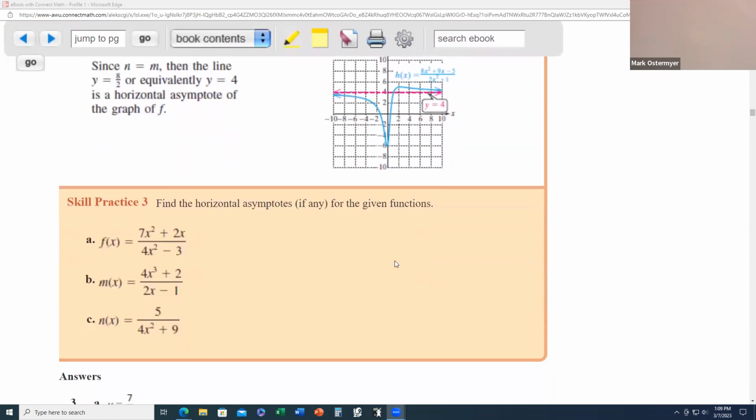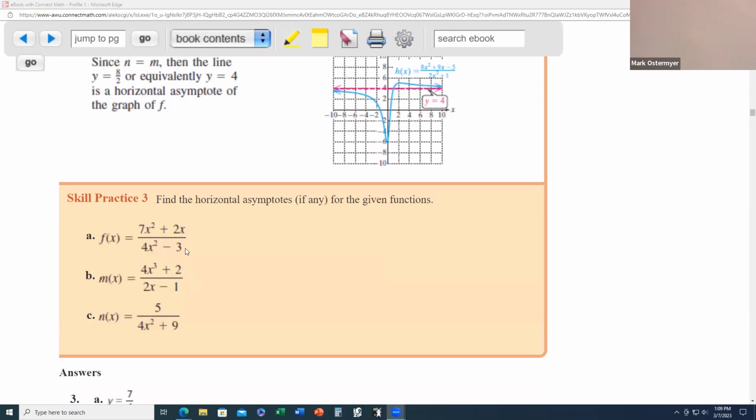All right, classwork number 3. Here are 3 rational functions. I want you to determine what the horizontal asymptotes would be, if the function even has one. So we'll call this classwork number 3.